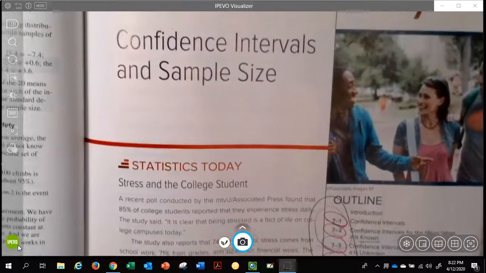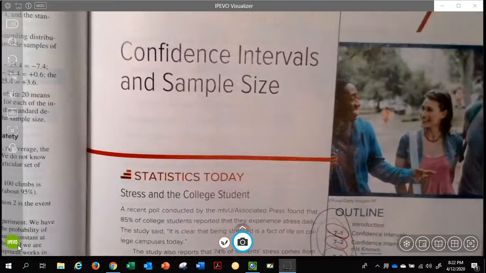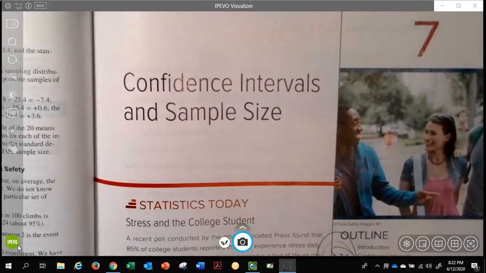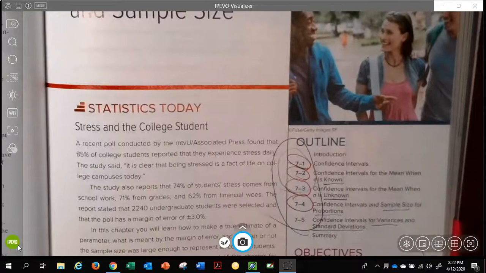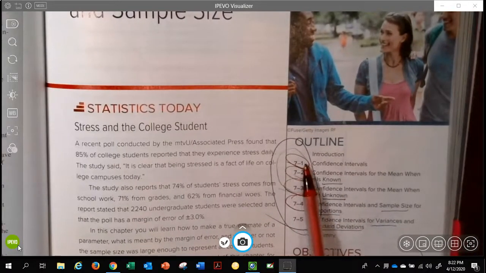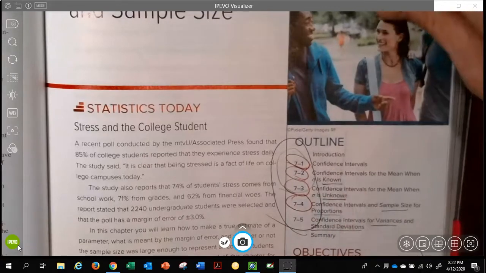So now we're going to look at Chapter 7, and we're looking at what's called confidence intervals and sample size. We'll have several sections that we cover, but I first want to talk about 7.1, confidence intervals.